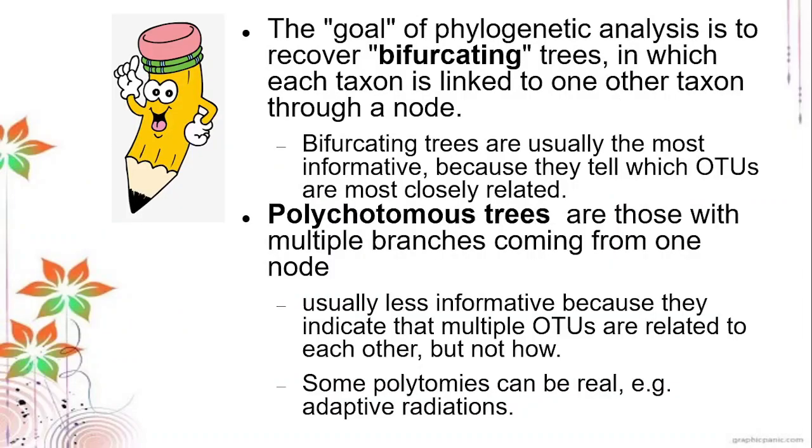Okay, so amidst all of the controversies of the phylogenetic tree, why do we still have these phylogenetic trees? The goal of this analysis is to recover bifurcating trees in which each taxon is linked to one other taxon through a node. This is basically the current way to group animal species, animal orders, and animal classes with one another.